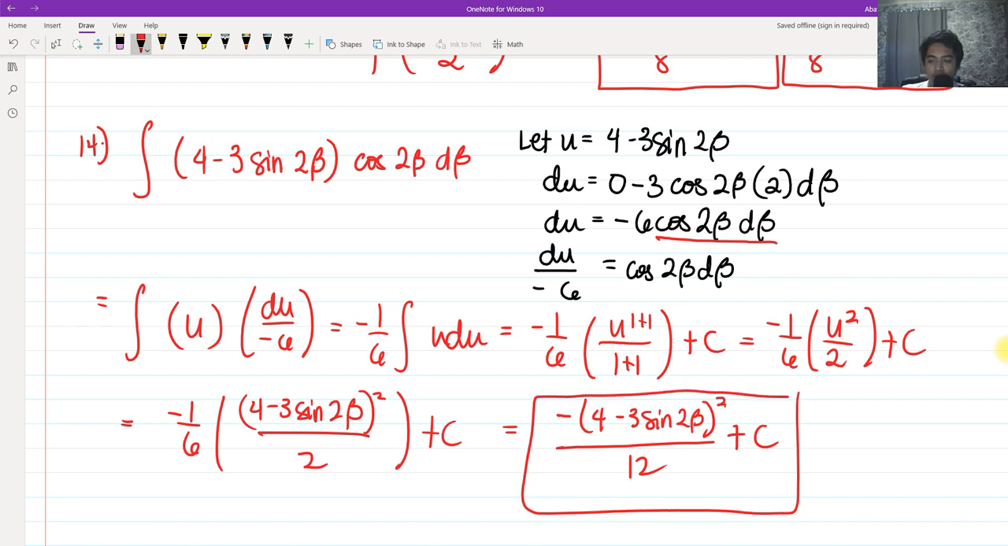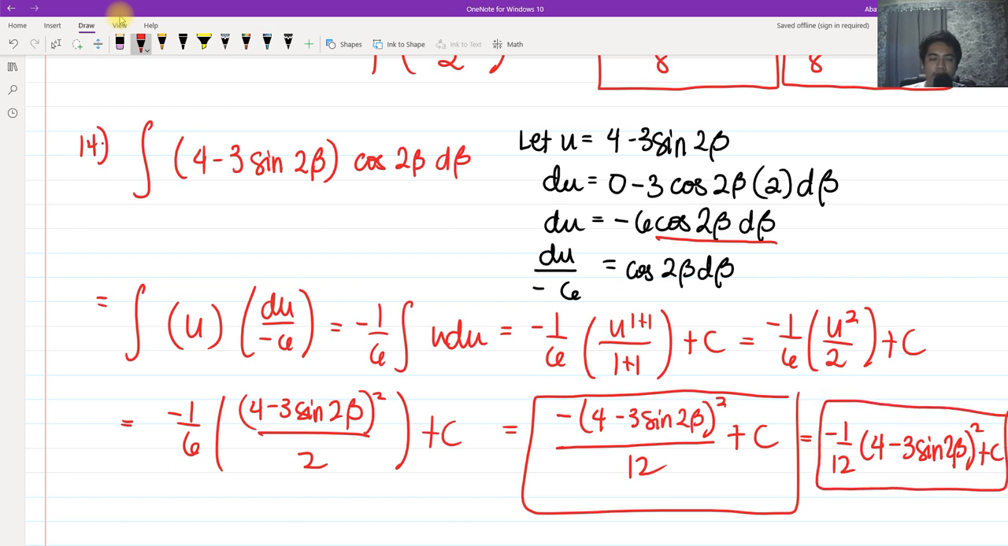Or we can factor out negative 1 all over 12, so that we have negative 1 all over 12 and then we have 4 minus 3 sine 2 beta squared plus c. So we can have that as our final answer. So that would be our number 14.